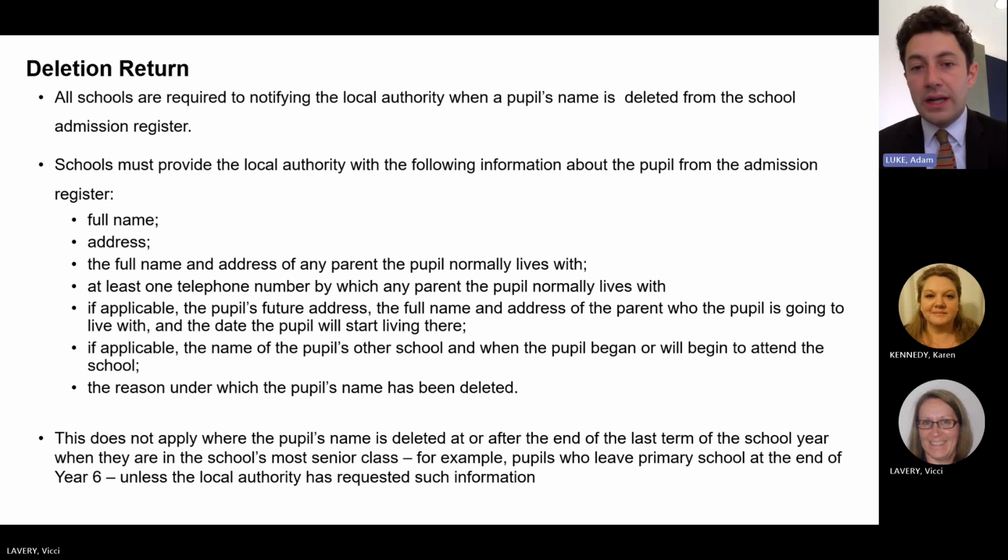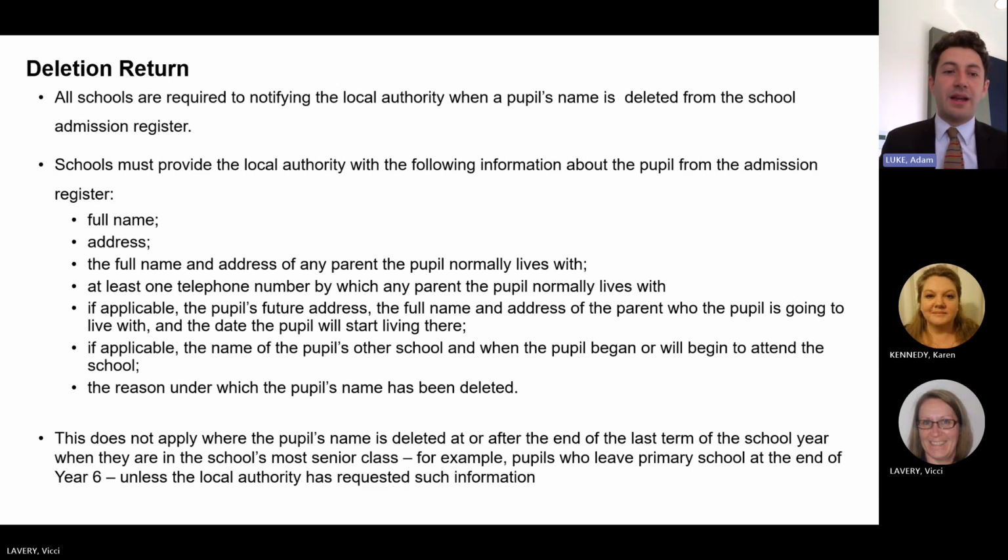And again, if you know it, the name of the pupil's other school where they will begin to attend and the date when they will begin to attend. And then, of course, the reason, which one of those grounds in Regulation 9 has been met and the reason you're taking them off the school roll. When a pupil is being deleted similarly to when they're being added during a standard transition.